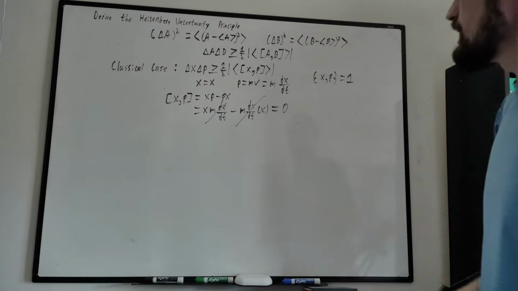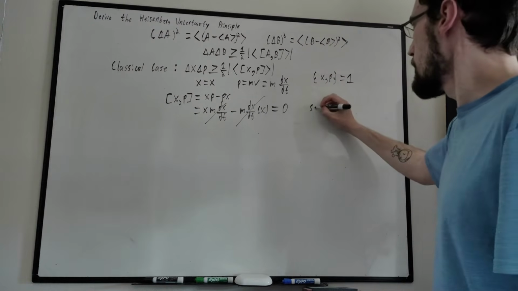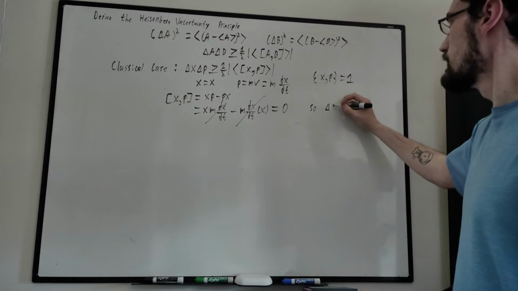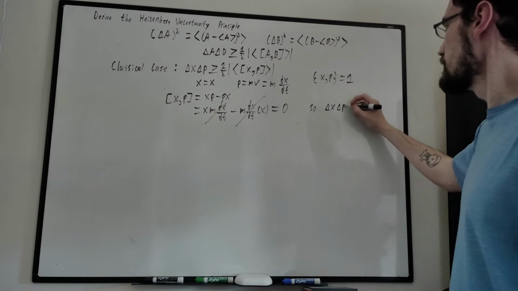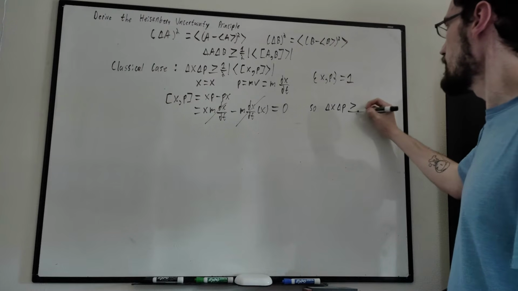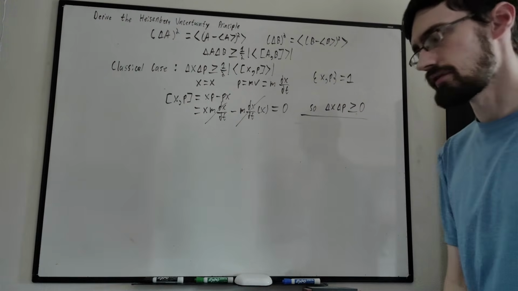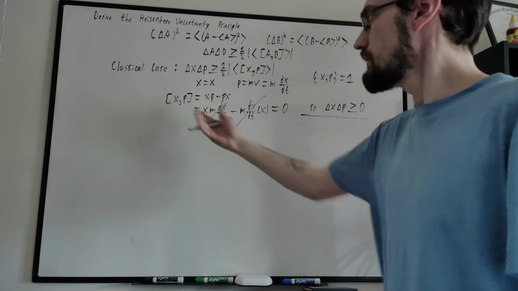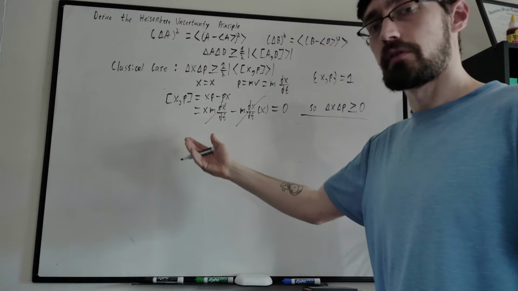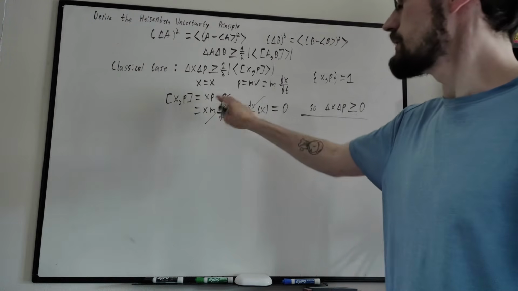That's classical mechanics. And so therefore, delta x and delta p is greater than or equal to 0. And that is our classical case. And so in other words, the algebra of our observables is abelian because these things commute here.